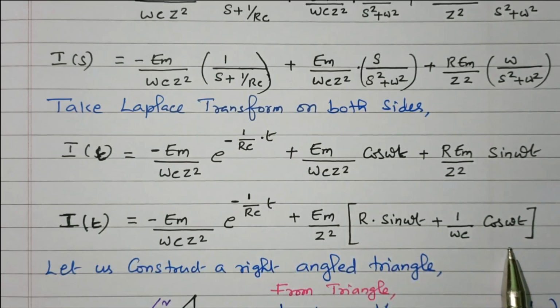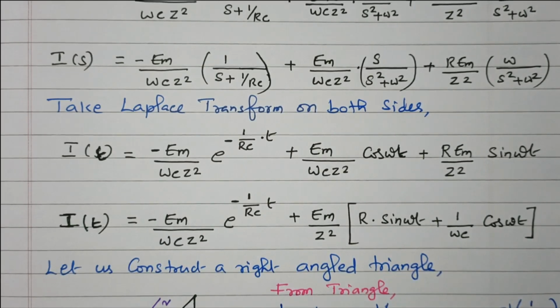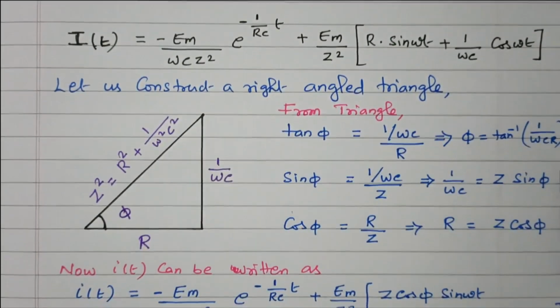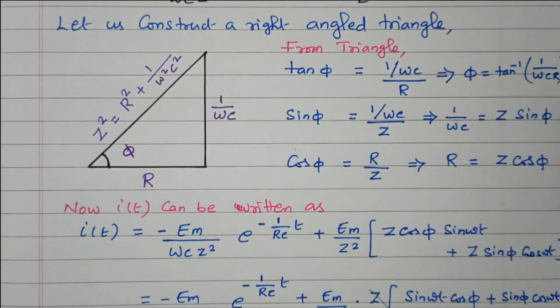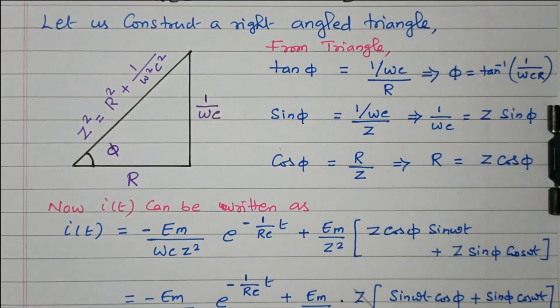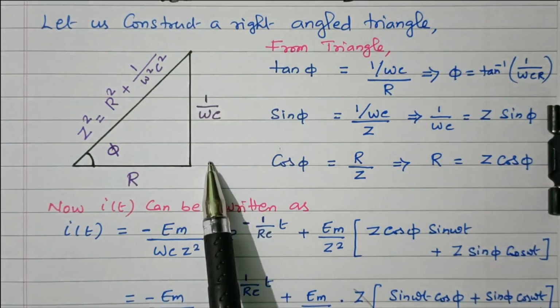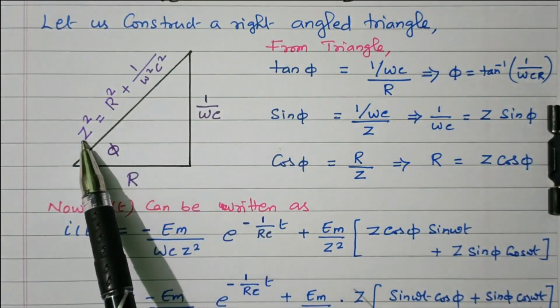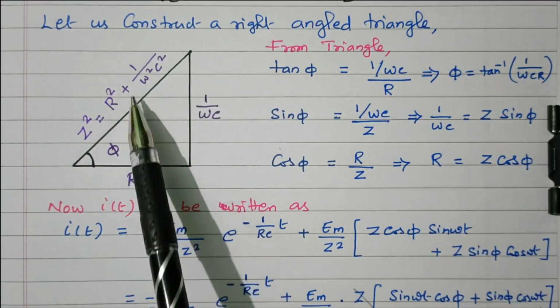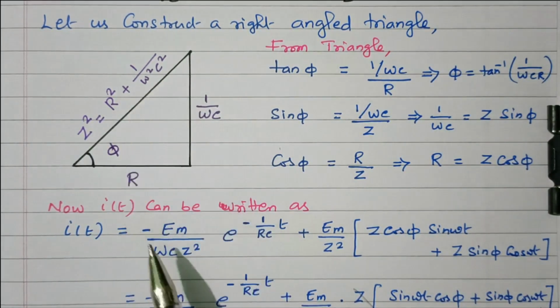Now we can go for simplification using the impedance triangle. So we'll go for further simplification of this transient current by using the impedance triangle. So this is an impedance triangle: resistance is available, this is capacitive reactance, this is impedance. Z square equal to R square plus 1 divided by omega square C square.